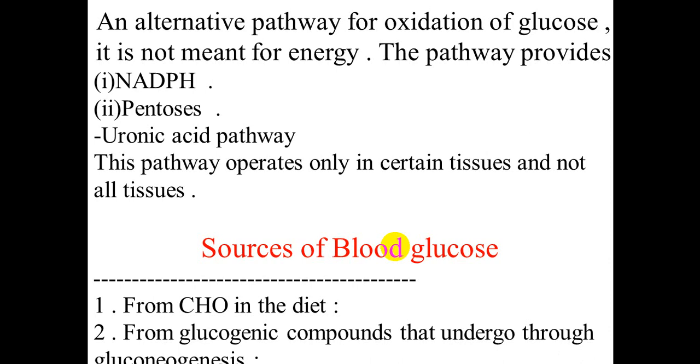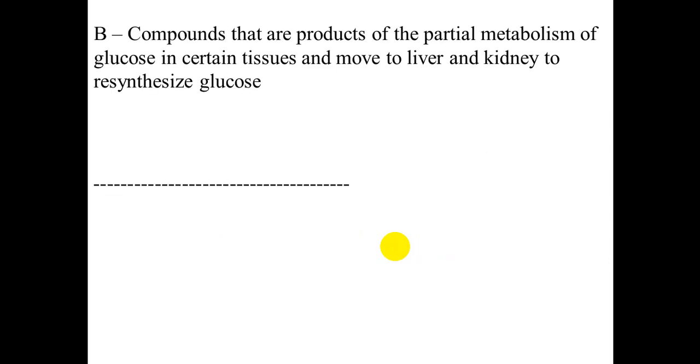2, from glucogenic compounds that undergo gluconeogenesis. A, compounds that are directly converted to glucose without significance. B, compounds that are products of the partial metabolism of glucose in certain tissues and move to the liver and kidney for the resynthesis of glucose.